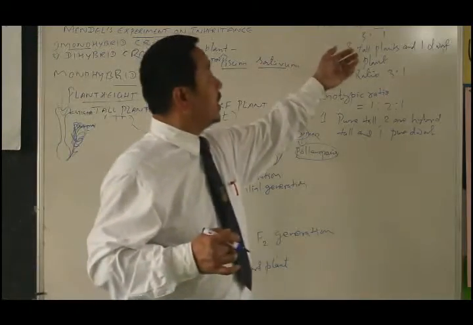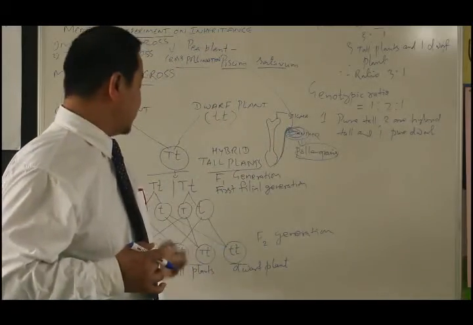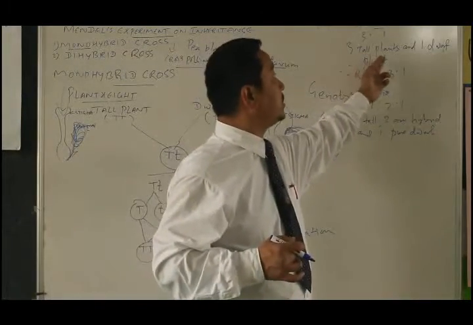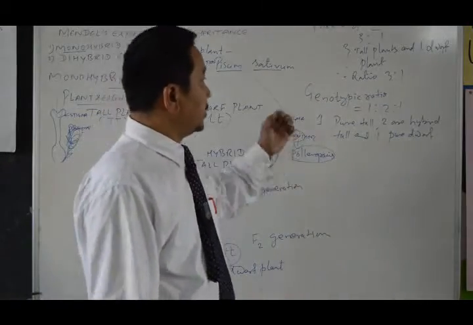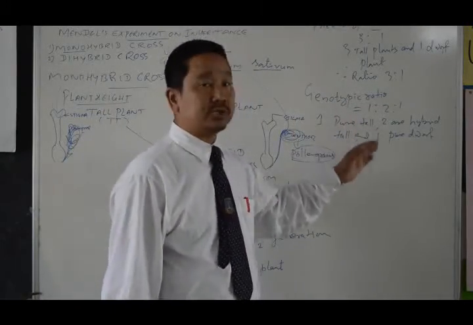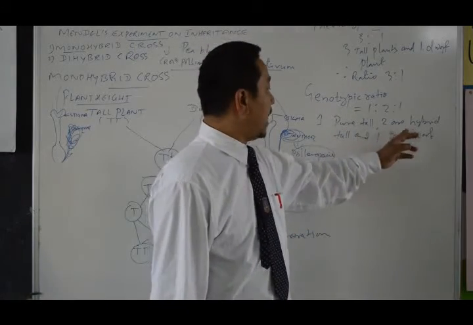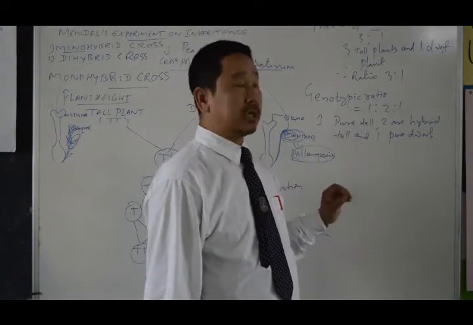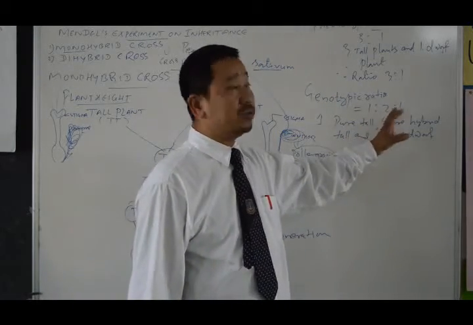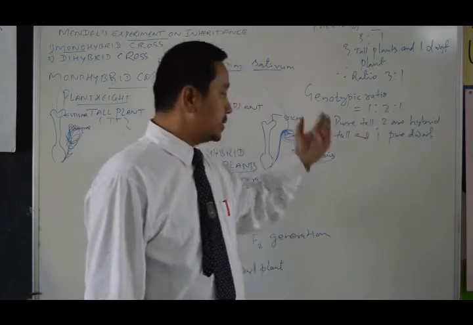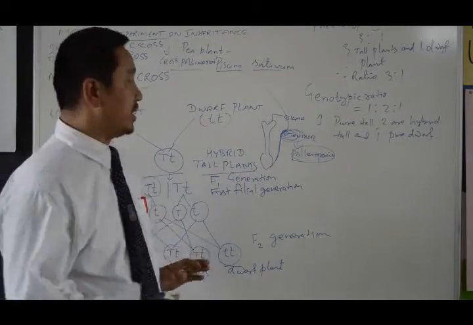If I have to explain this phenotypic ratio again, we find it like this: 3:1, meaning 3 tall plants and 1 dwarf plant. The genotypic ratio is 1:2:1, that is 1 pure tall, 2 hybrid tall and 1 pure dwarf. So that is the genotypic ratio 1:2:1. Now the same can be shown by the Punnett square method also.